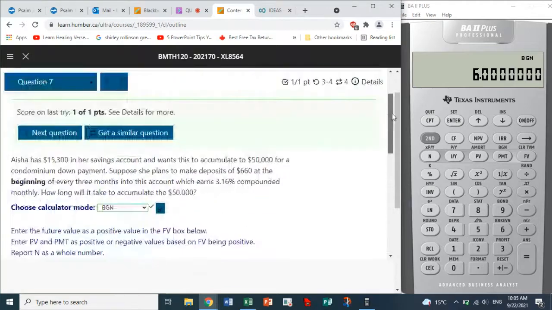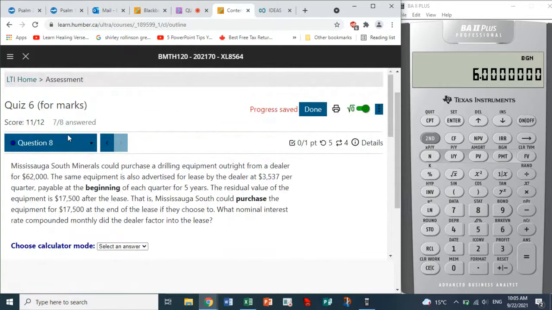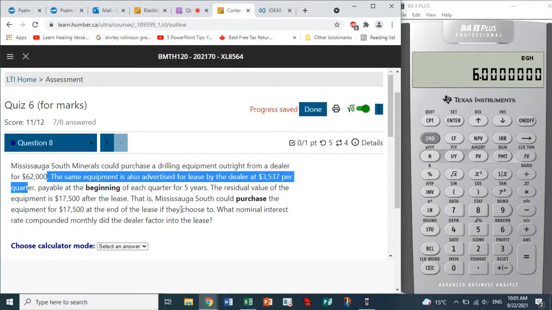Yes. Okay. All right. So there we are. All right. Next question. We have Mississauga South Minerals could purchase a drilling equipment outright from a dealer for $62,000. So that's like a present value. That is actually a present value.